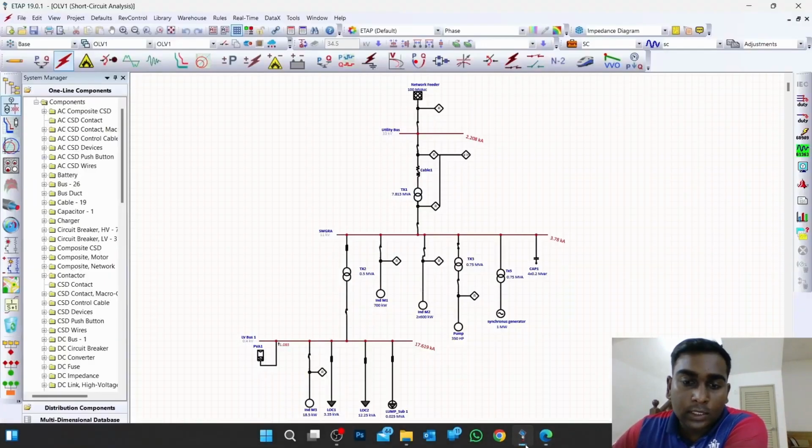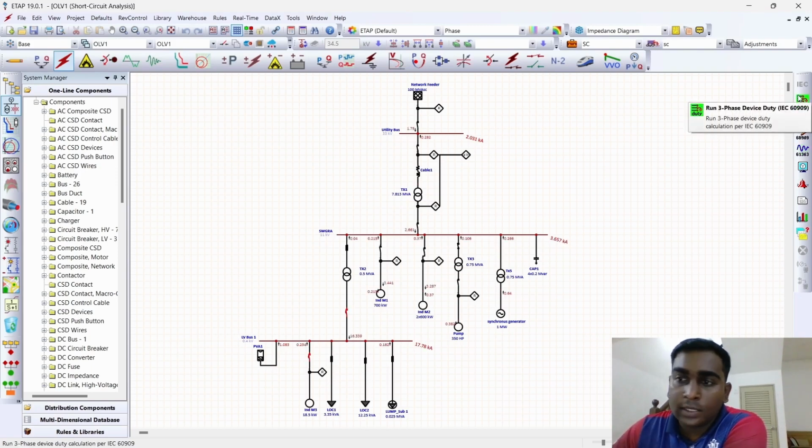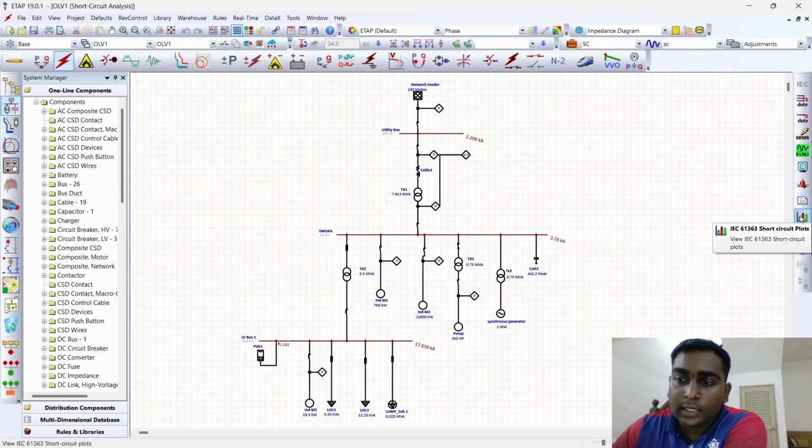Now I will show the simulation part. So this is our system which is designed. Before we run, we have to click the short circuit, and then we run our system here. So this system runs completely without any error, and we run the LG first, and then we run the transient SC, and the last step is we click on the short circuit plots.